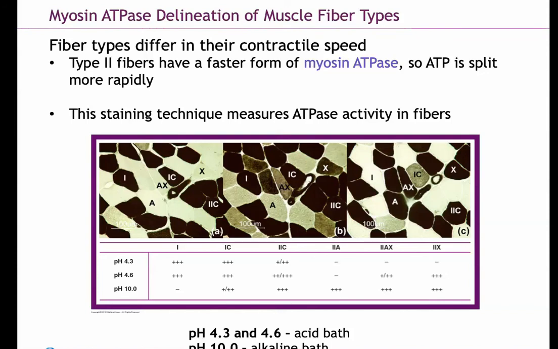And so you can see here, based on the different baths that they stain them with, they're going to respond differently. Again, like I said, this is a little above my area of expertise, but I will stop there with talking about staining procedures.